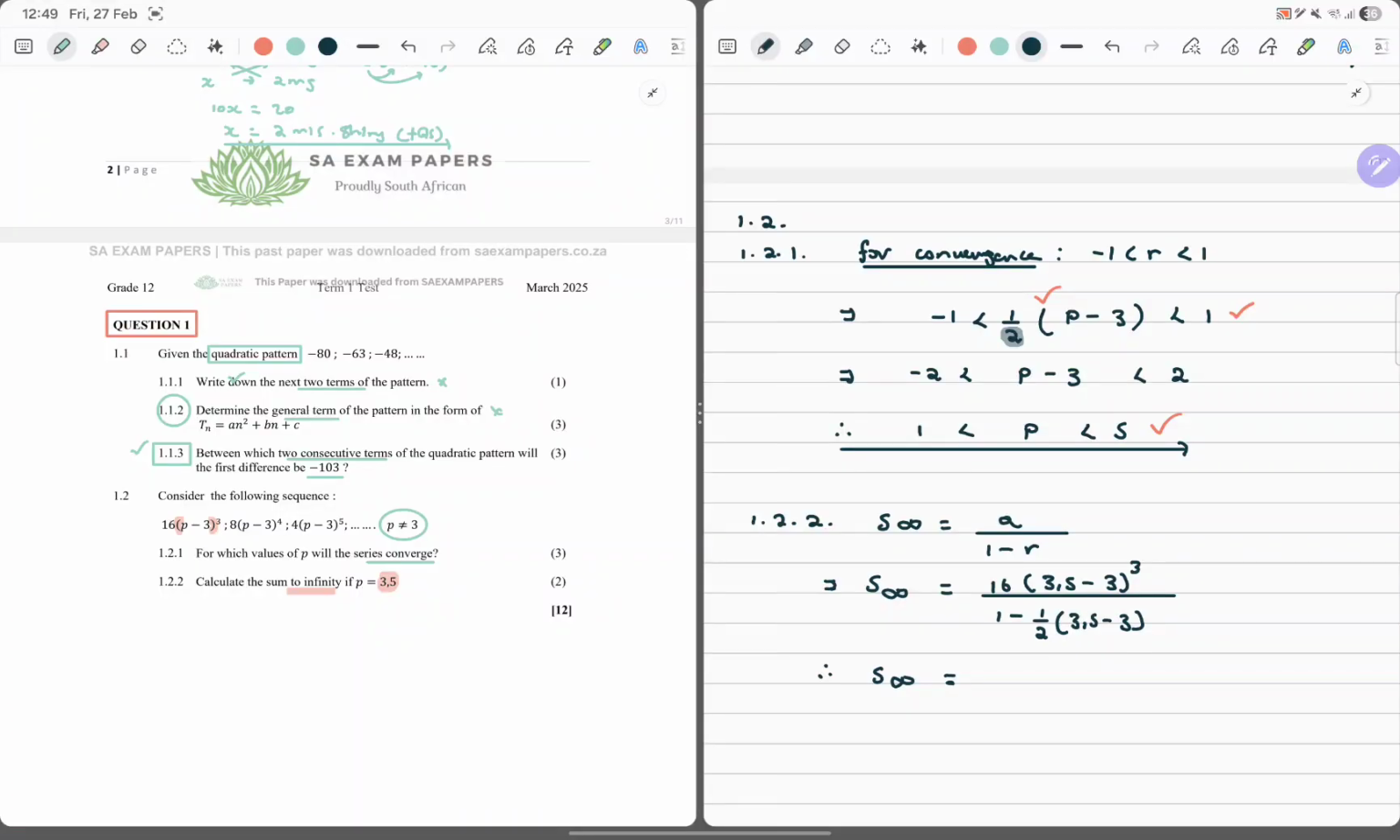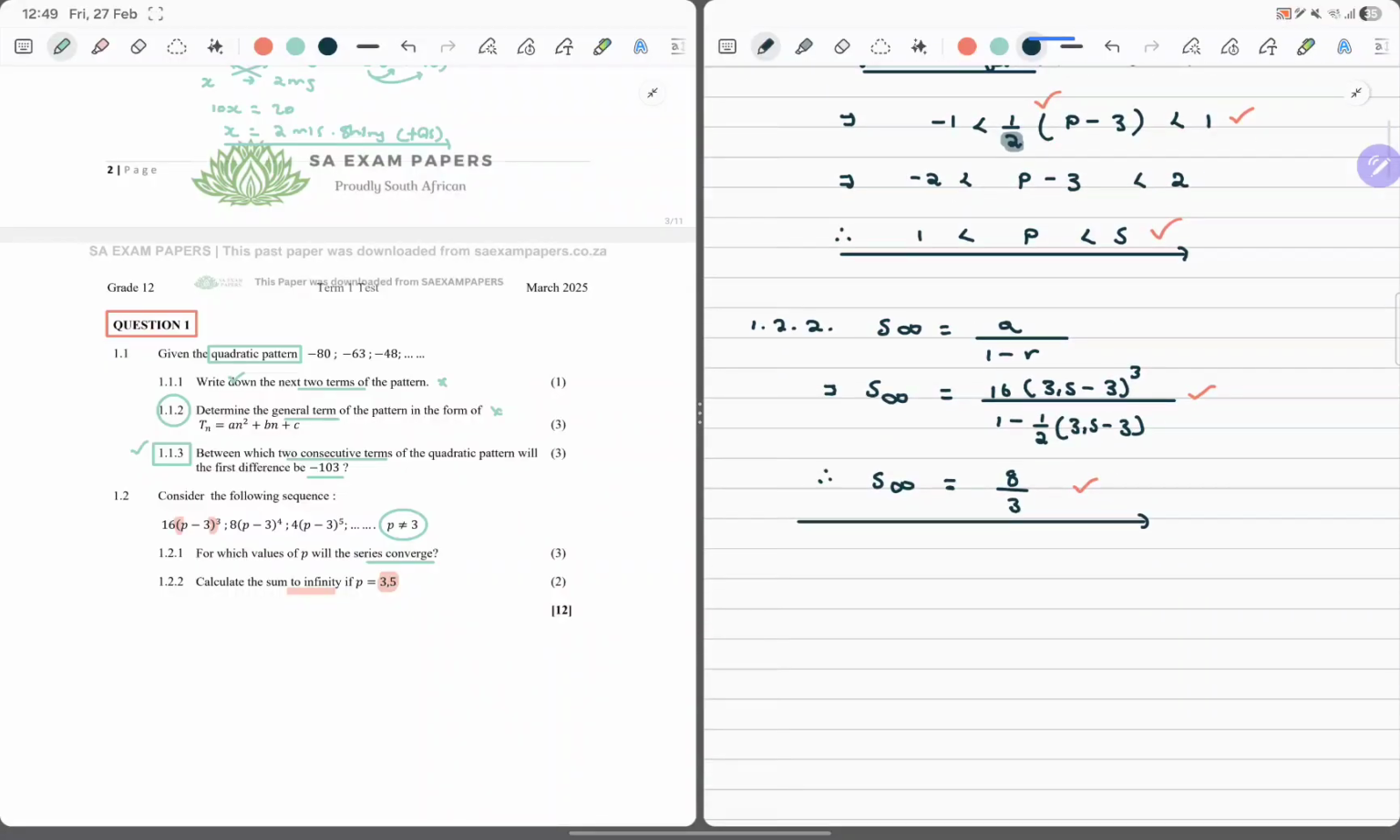3,5 minus 3 is nothing but 0,5 cubed divided by 1 minus 0,5 into 0,5 essentially. So we get an answer of 8/3. So this means this series or sequence will converge at 8/3. Okay, usually this is just substitutions and answer. Easy 2 marks, and of course we can appreciate that this was a very easy first 12 marks to score.